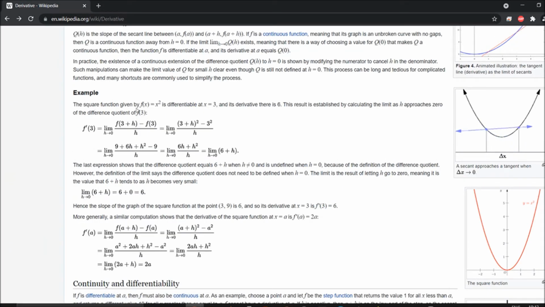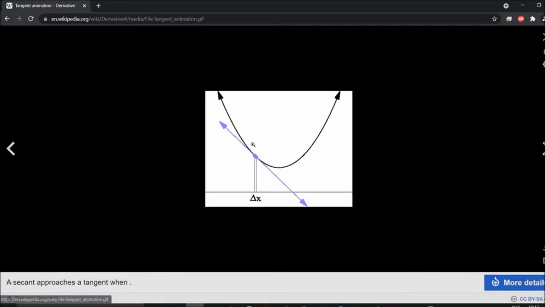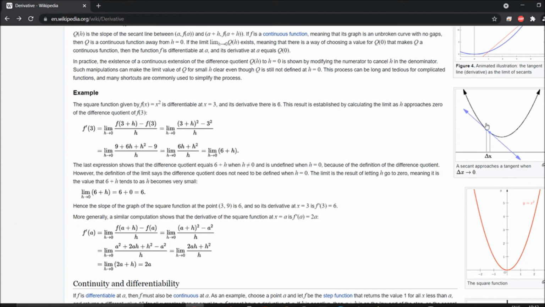Say the square function is given as this one, differentiable at x equals 3, and its derivative there is 6. This result is established by calculating the limit as h approaches 0 of the difference quotient of f at 3. If you follow this, you definitely get to know what I am doing right now. From a secant line, I am getting to a tangent line. I move from point to point with h, and when h tends to 0, with continuous change, I get this value. So now I get to know the slope, or derivative, of a function.